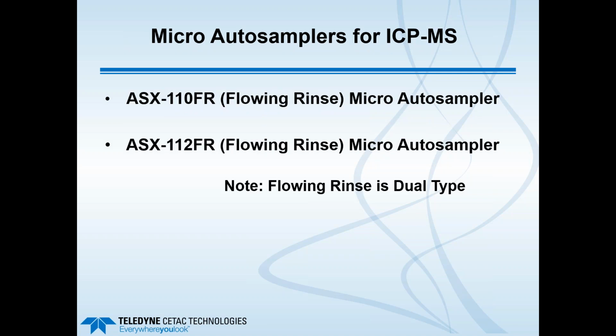The FR designation behind the number designation of each autosampler stands for flowing rinse, which means that there is a flowing rinse station to clean the sample probe between samples during an automated sequence run using the host ICP-MS. Of note, this flowing rinse is a dual type, and we'll show a number of pictures in a very short video which shows that it is a dual type or two-step flowing rinse station.